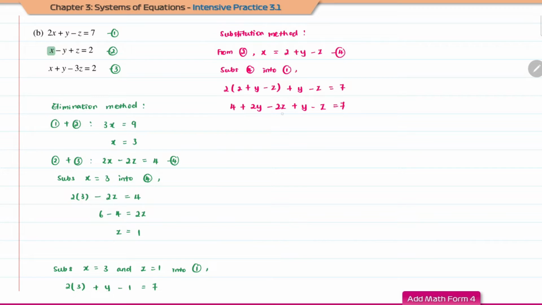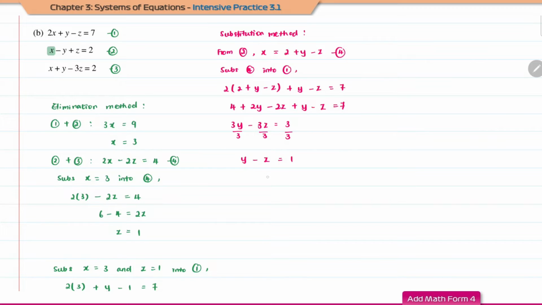Next, I'm going to solve for the like terms. So 2y plus y, I'm going to have 3y. And then negative 2z minus z, negative 3z. Next is the number 7 minus 4, you're going to have 3. So for this equation, I can simplify it by dividing each term by 3. So next I'm going to have y minus z equal to 1.